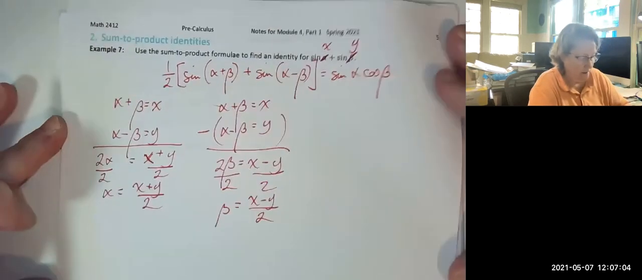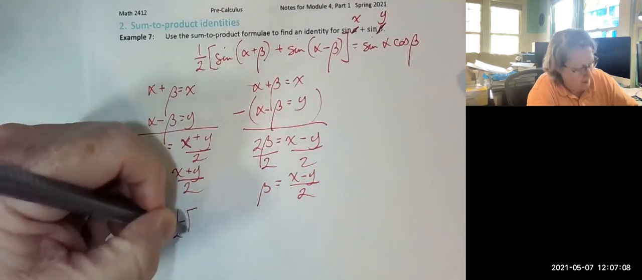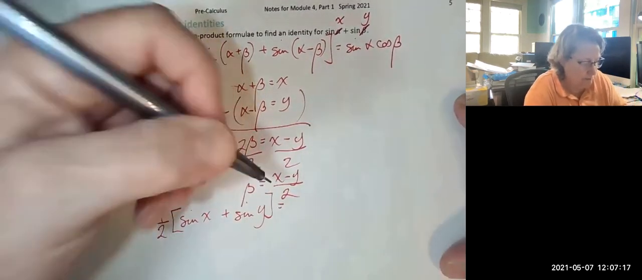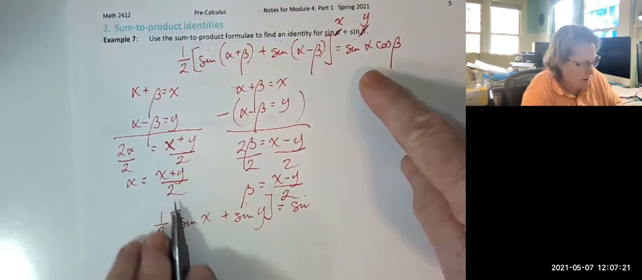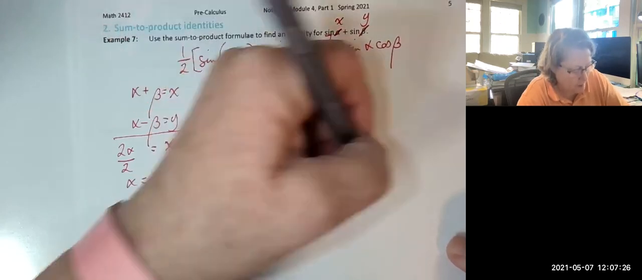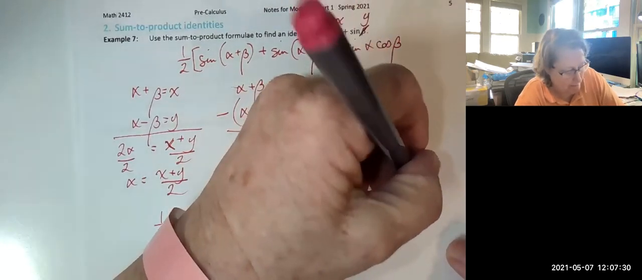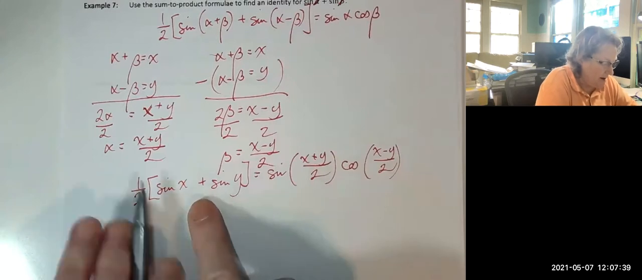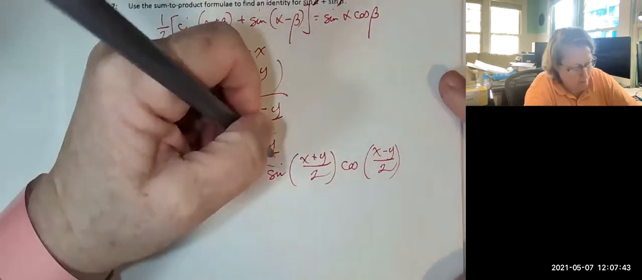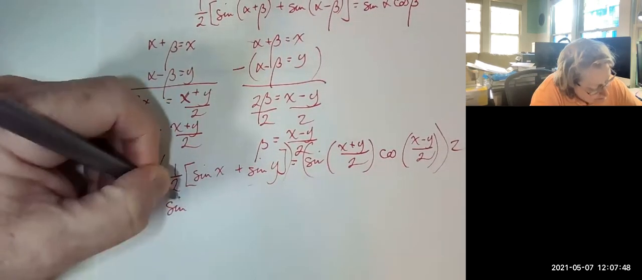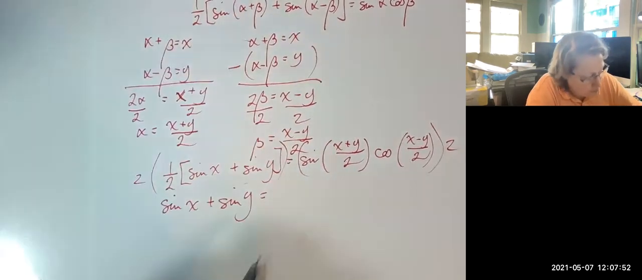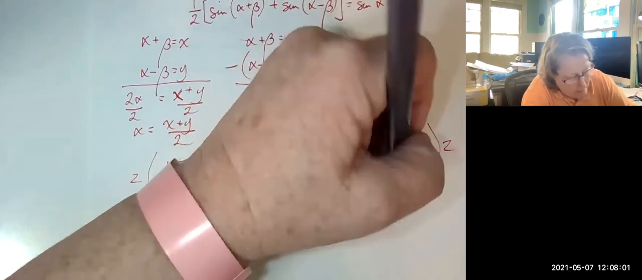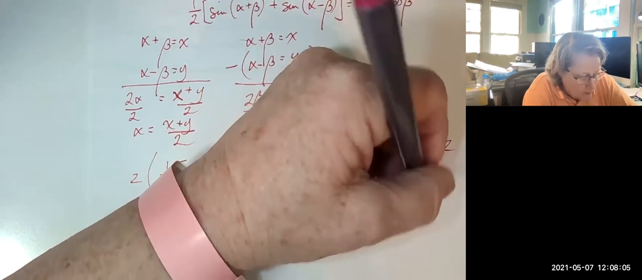So now our formula looks like 1/2 times the sine of x plus the sine of y equals sine of x plus y over 2 times cosine of x minus y over 2. But we wanted just sine x plus sine y. We didn't want this 1/2. So I'm going to multiply both sides by 2. And we get that the sine of x plus the sine of y is equal to 2 times the sine of x plus y over 2 times the cosine of x minus y over 2.